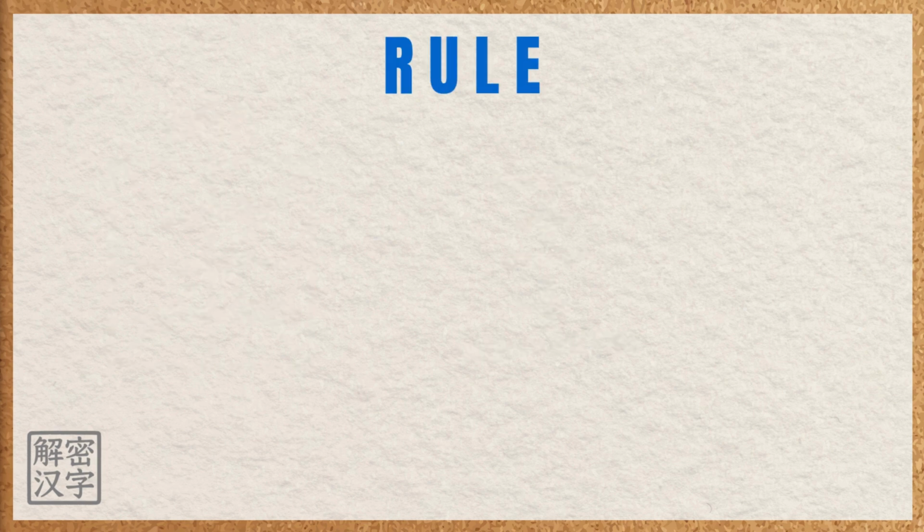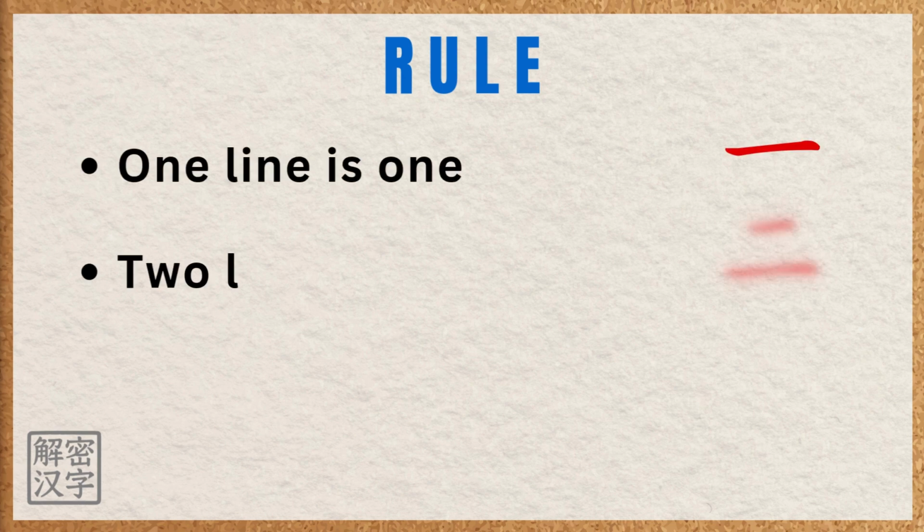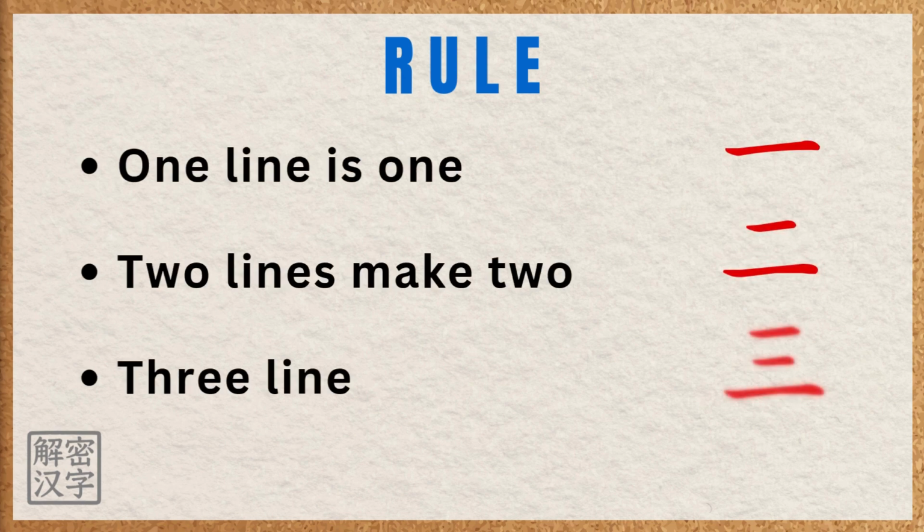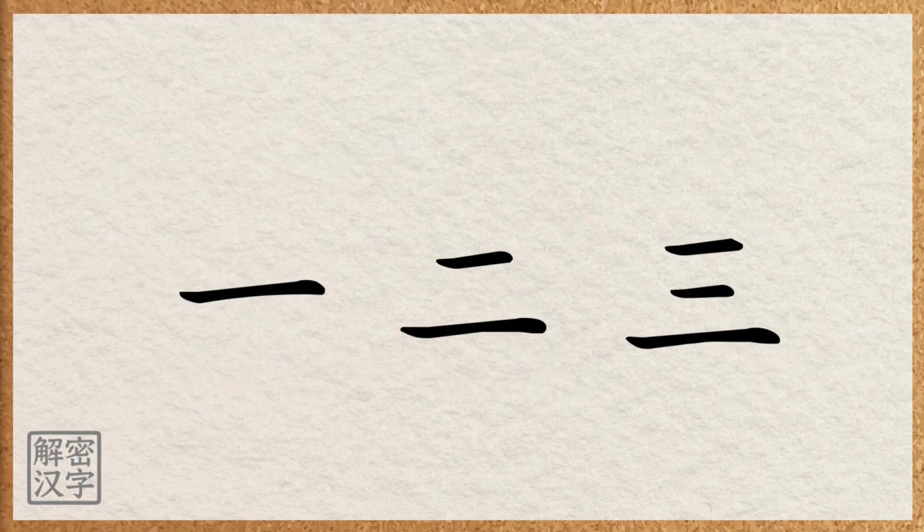Here's a simple rule. 1 line is 1, 2 lines make 2, 3 lines make 3. Let's practice reading them together. 一, 二, 三, 一, 二, 三.